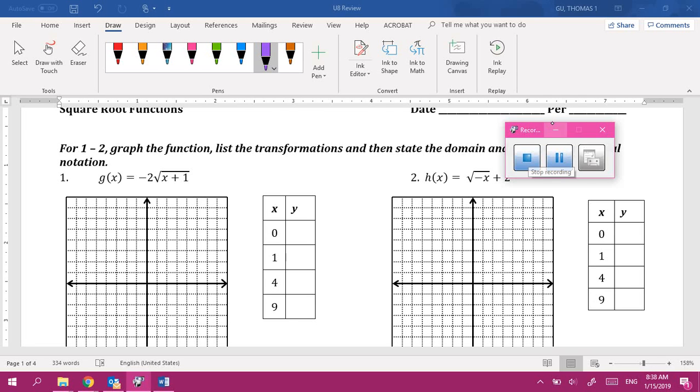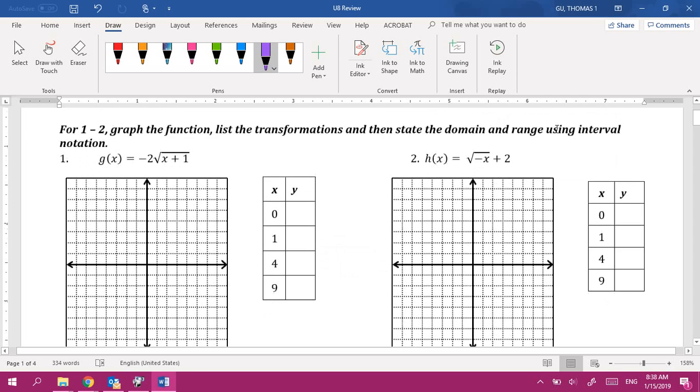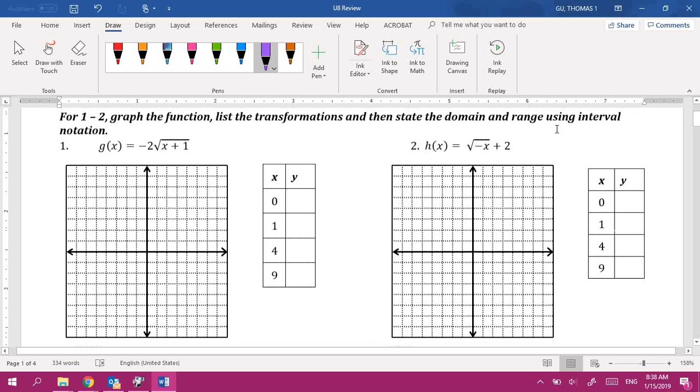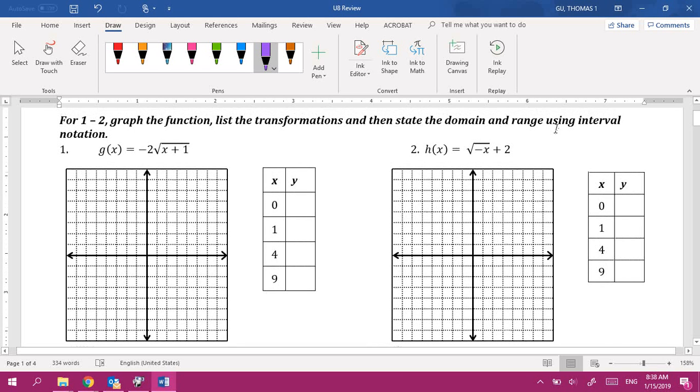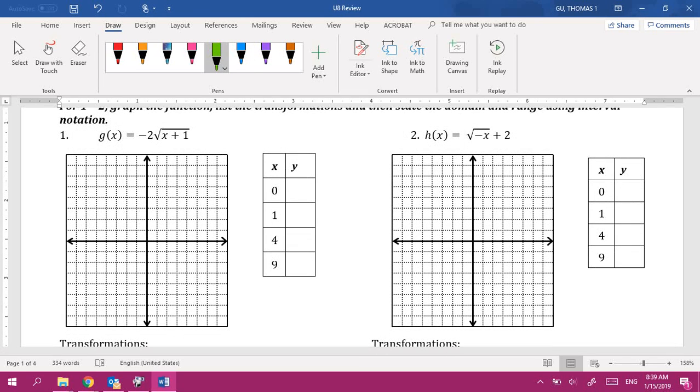Okay, number 1 and 2, we're graphing the function, listing the transformations, and then telling the domain and range using interval notation. So, first things first, they gave us a table, so we're going to use the table to do our transformations. But let's list our transformations first. Okay, so once again, first transformation right here was the very first transformation we looked for.